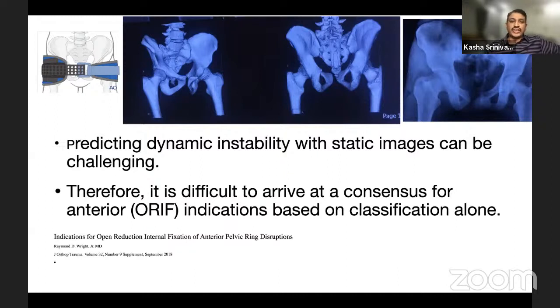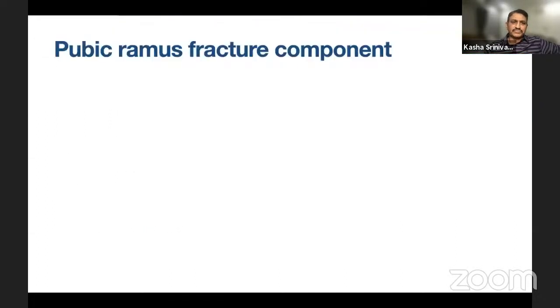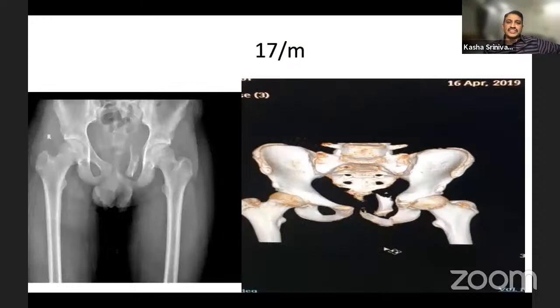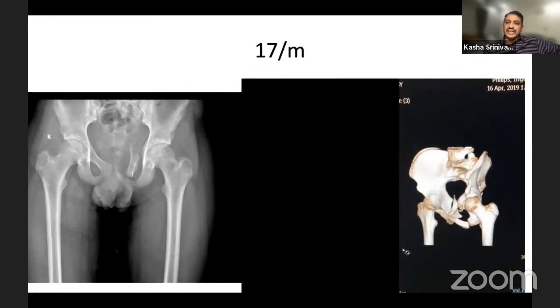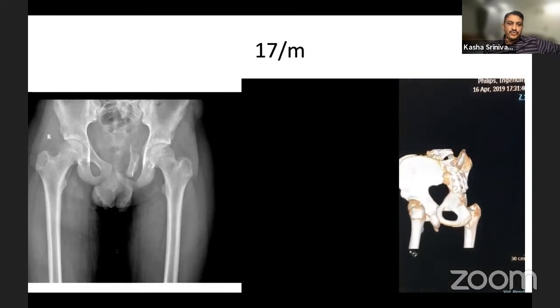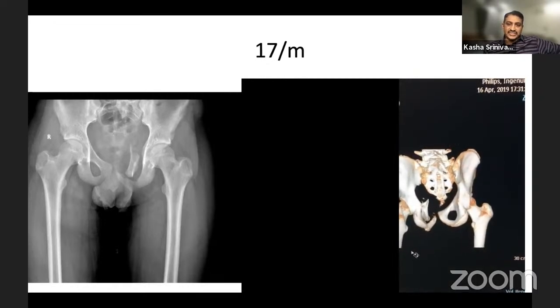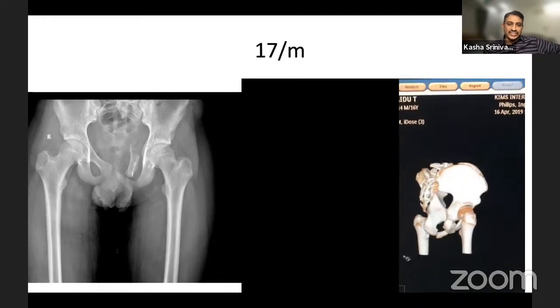I would prefer to examine myself and see the dynamic stability. So that is after fixation of the same patient. Pubic ramus fracture component, when it is associated with pubic ramus component, you can say this is one 17-year-old boy who met with a road traffic accident. You can see left SI disruption with left pubic ramus fracture, which is displaced and hitching onto the bladder, although bladder injury was not there.